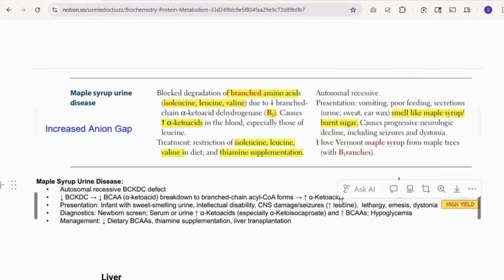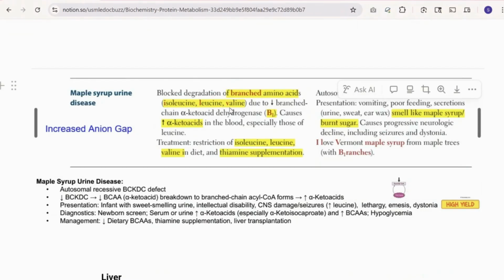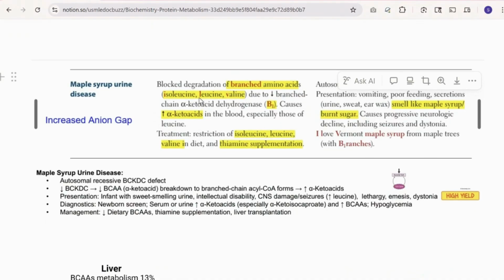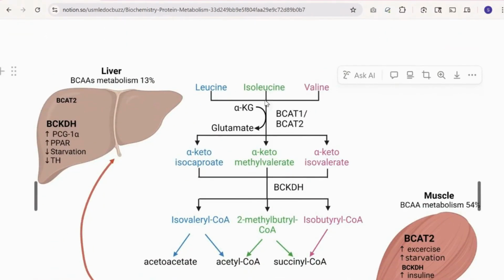All right, now comes MSUD, maple syrup urine disease, right? Here is where I wanted to talk about the branched chain amino acids. Okay, branched amino acids are just isoleucine, leucine, and valine. Now all three of these, if you come back here, all three of these are under the control and mercy of alpha ketoglutarate from TCA cycle.